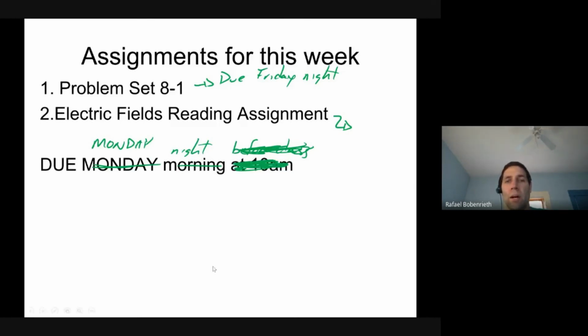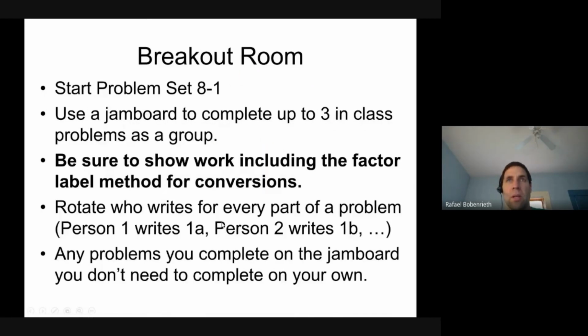Okay, so unless there are questions, a couple more things. Start problem set 8-1, and use a Jamboard to complete up to 3 in-class problems as a group. Be sure to share your work, including factor label methods for conversion. I would like you to rotate who writes. I know that writing on the Jamboard can be weird because you're using a mouse sometimes or your finger. Just do your best, and you'll get better with time. And again, any problems you complete on the Jamboard, you don't need to complete on your own.